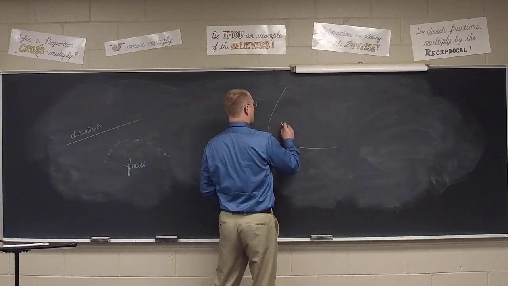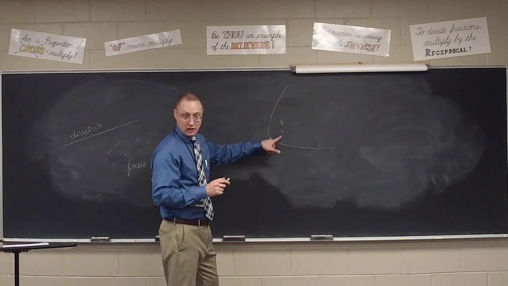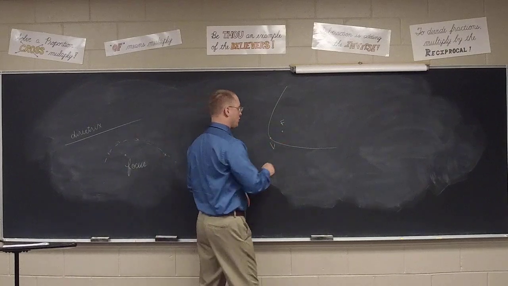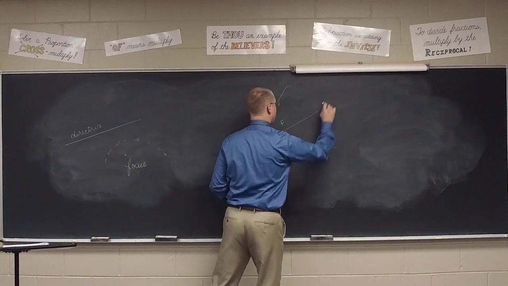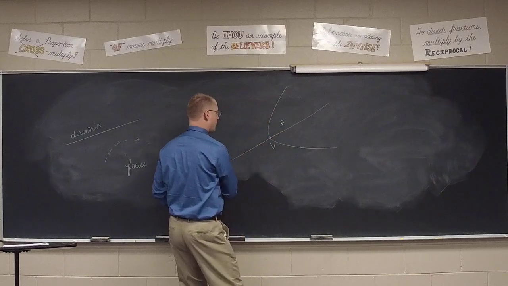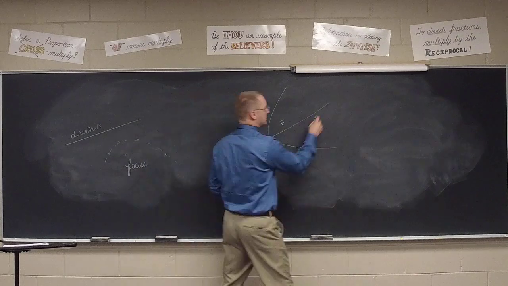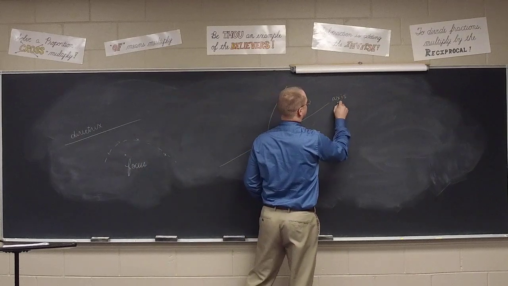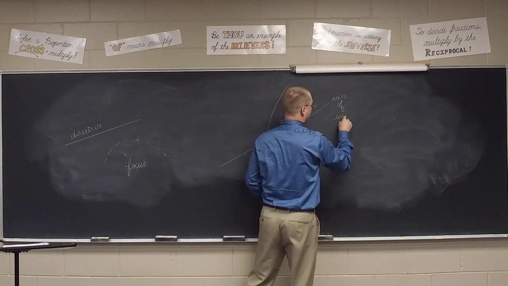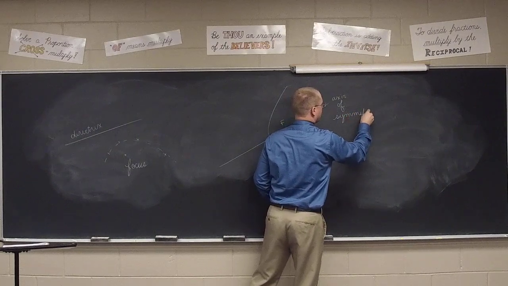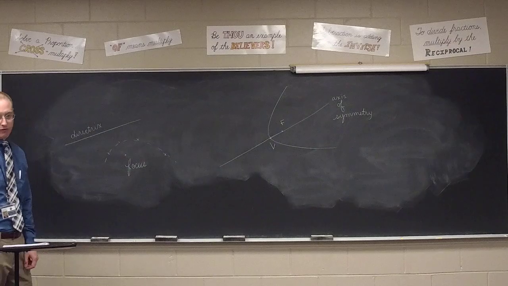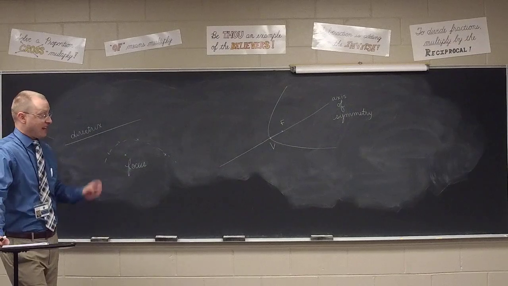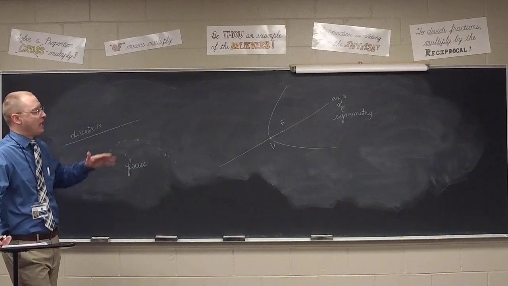And we'll label the focus here as F. We've already got that term in the notes. If I were to draw a line through V and F, we'd have a line called the axis of symmetry. The axis of symmetry is simply the line through V and F, the line through the vertex and the focus. Not the line segment, but the actual line.